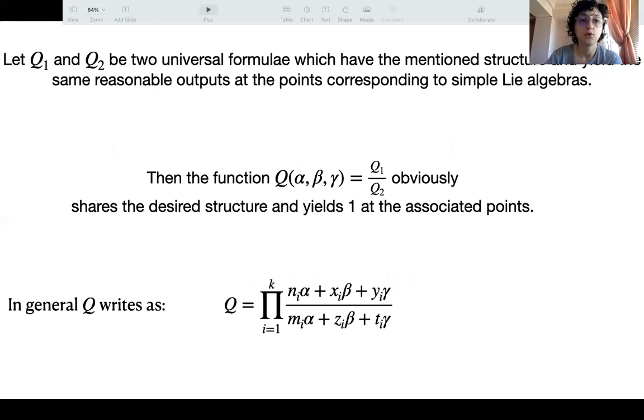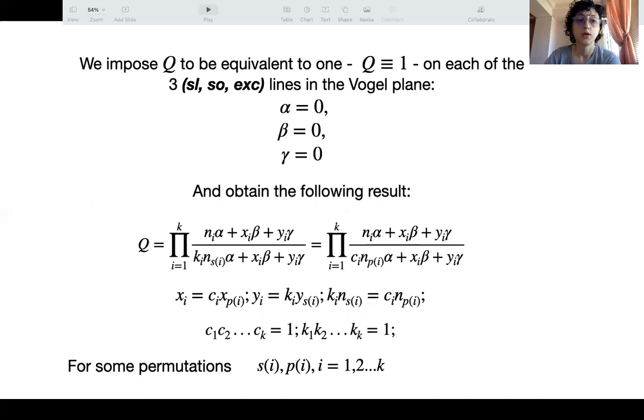Evidently, if Q1 and Q2 are two universal formulae with these particular qualities, we can see that their ratio also shares the same structure and obviously is yielding 1 at the associated points. Then we write the general expression for such a Q with yet unknown coefficients n, I, xi, etc. And we impose Q to be equivalent to 1, not only on those particular distinguished points corresponding to simple Lie algebras, but on entire lines on which the points are lying.